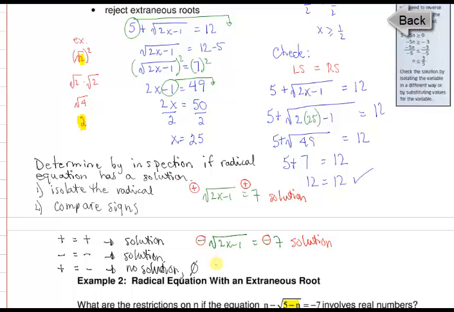But let's say one side was positive, so let's say the square root of 2x minus 1. We'll keep that side positive, and we will make this right side negative. So this side is positive, and this side is negative. There is no possible way that a positive number can equal a negative number, so this is no solution. Okay, so there are questions in the textbook where you'll be asked to determine through inspection whether you have a solution or no solution. So this concludes example 1.